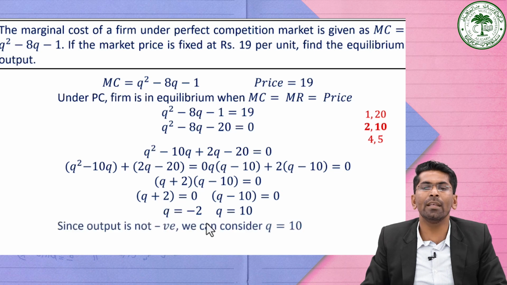So we consider Q is equal to 10, because output cannot be negative, so we are not going to consider minus 2. Rather, we consider Q is equal to 10. So the equilibrium level of output here is 10.